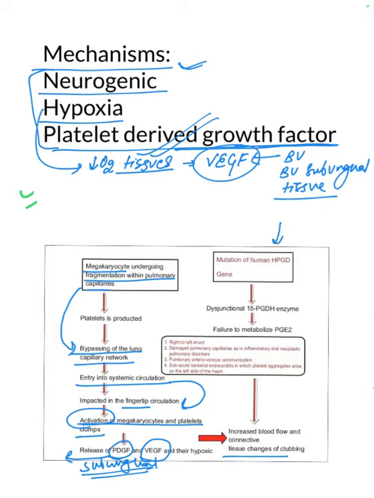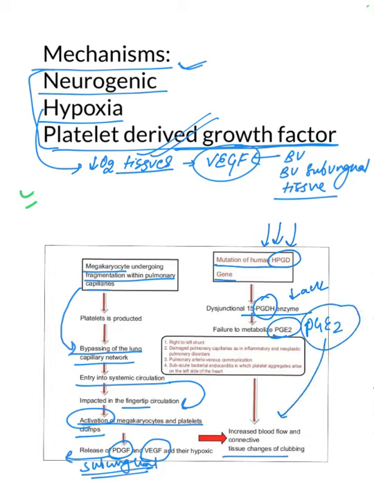Here mutation of the HPGD gene is shown. This gene is responsible for producing an enzyme, prostaglandin dehydrogenase, that is responsible for metabolizing prostaglandin E2. Due to lack of this enzyme, there is an increase in PGE2, prostaglandin E2, in the circulation, and that leads to increased blood flow and the connective tissue changes of clubbing. This mutation in the gene is autosomal dominant in inheritance.